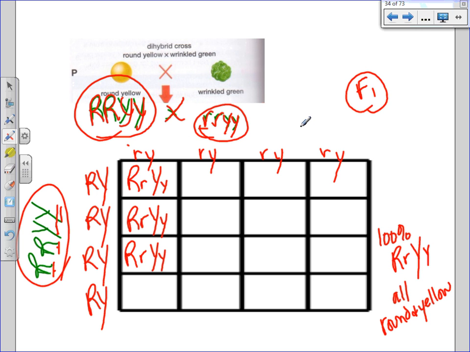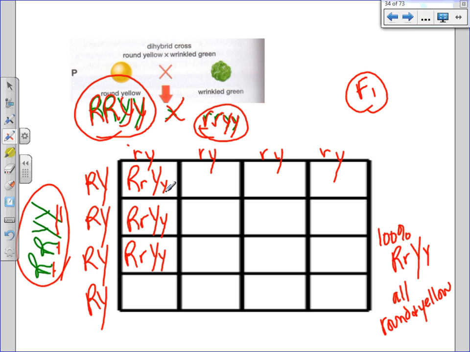So when you're doing this type, sometimes you're going to see that there are shortcuts, that you don't have to fill in the whole chart to realize what the results are. Until you're used to it, you may want to still fill in the whole chart, but there are some shortcuts that you can use. Anyhow, if you were to fill in the whole chart, you would find that every single time it's going to be big R, little r, big Y, little y. So it's heterozygous for both traits.